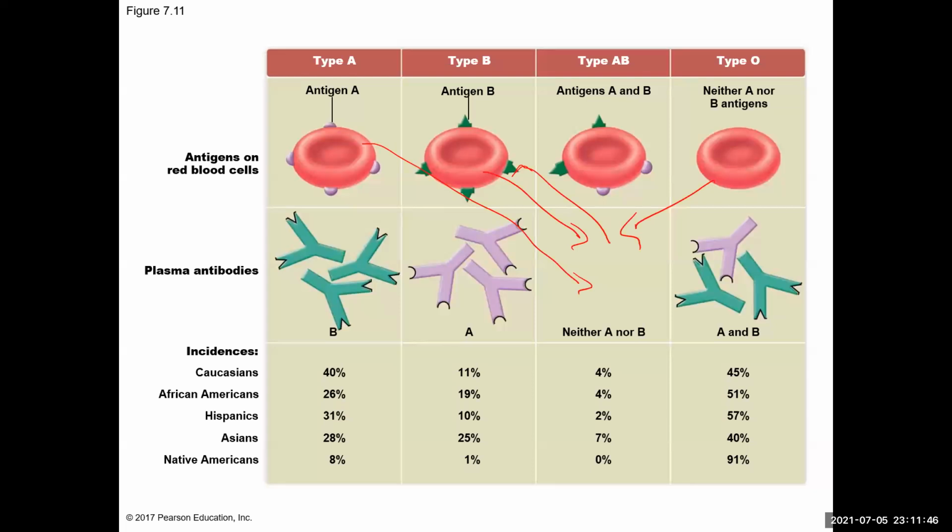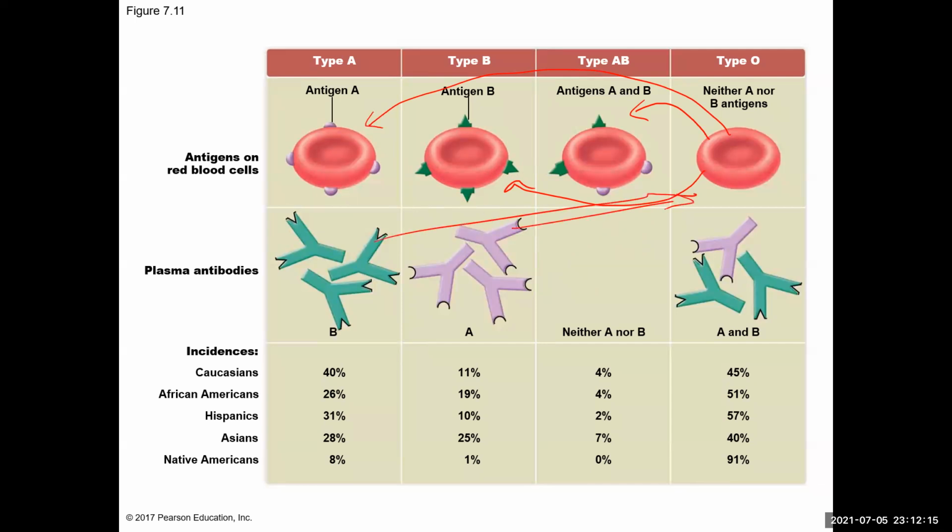Now O, so AB can receive anything. Right? So it's the universal recipient. Okay. However, O is a universal donor. So O can be donated to AB, it can be donated to B, and it can be donated to A because it does not have any antigens. And so the antibodies are not going to attack it.